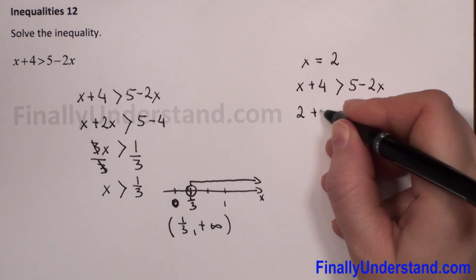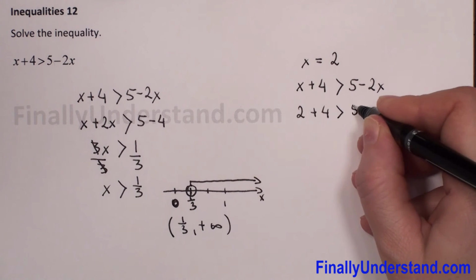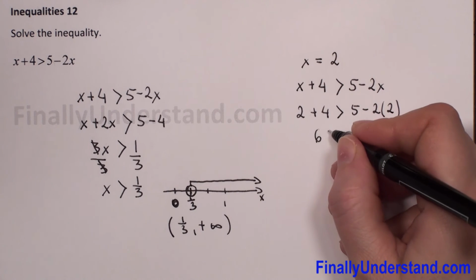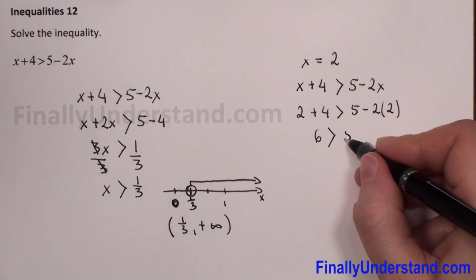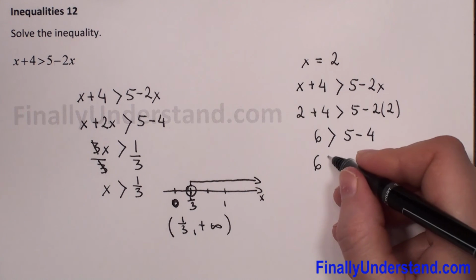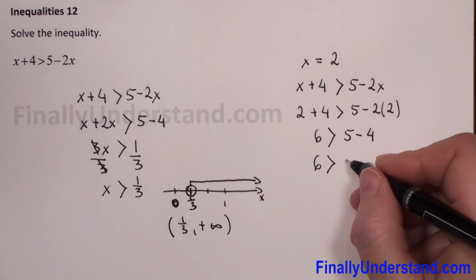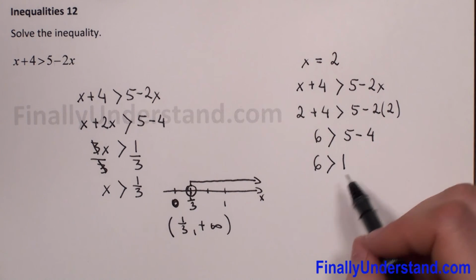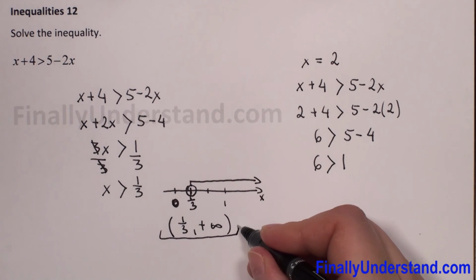So 2 plus 4 is greater than 5 minus 2 times 2. 2 plus 4 is 6, is greater than 5 minus 2 times 2, which is 4. 6 is greater than 5 minus 4, which is 1. Our inequality is true. It means our solution is correct.